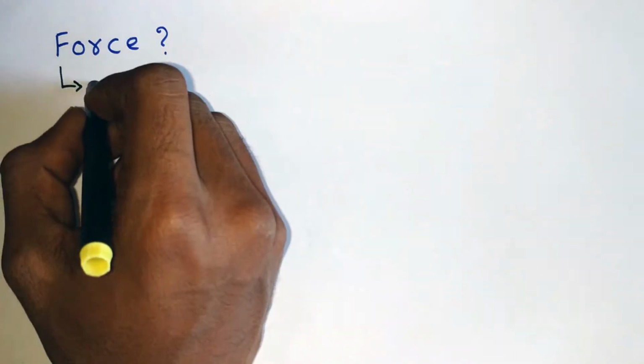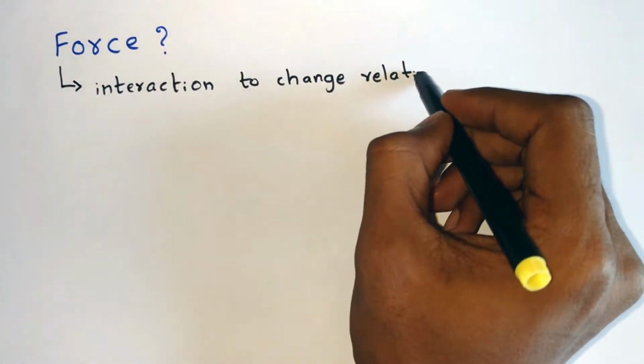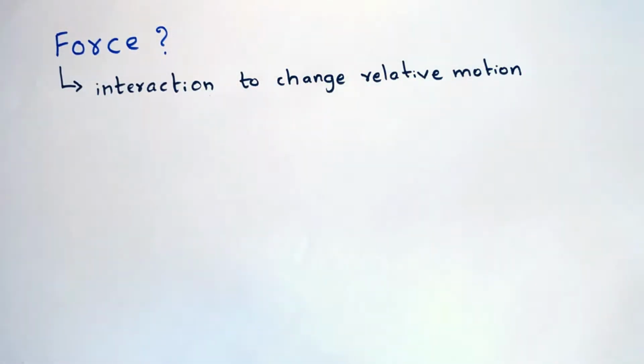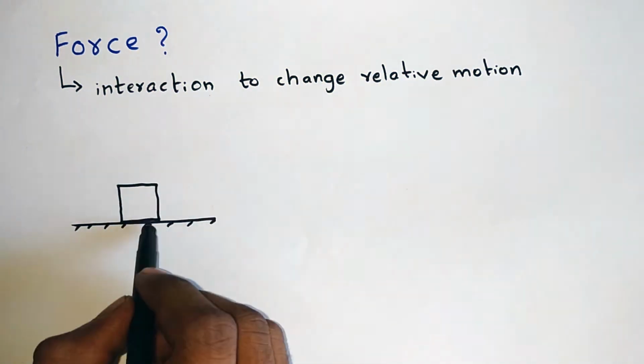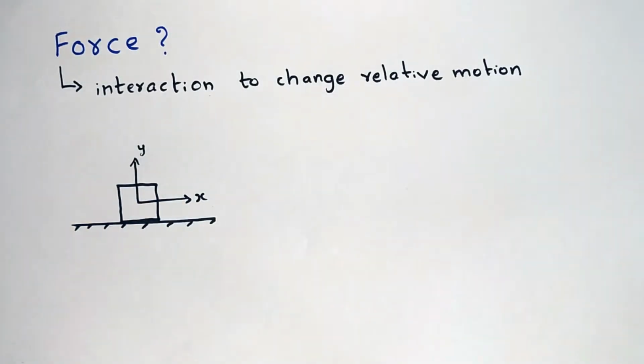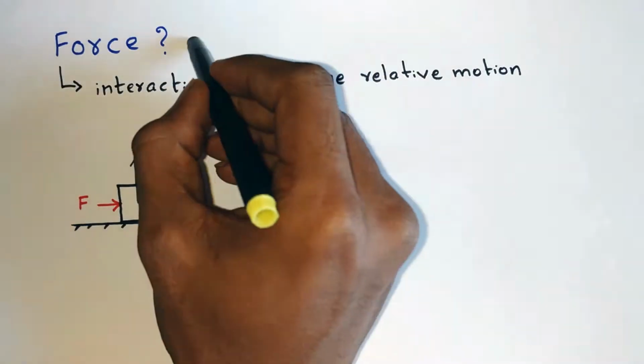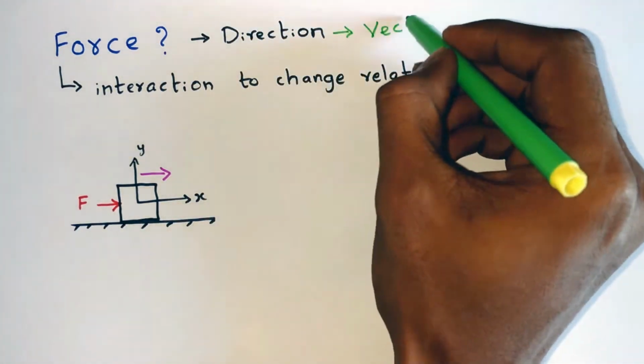A force is an interaction between masses which results in change in relative motion between them. In order to understand this definition, let's consider a block which is at rest on a smooth surface. Now if you want to move the block along x-axis, then an interaction is required to apply a force F along x-axis. Since the direction of the block movement depends on the direction of the force, we can say that force has direction and it is a vector quantity.